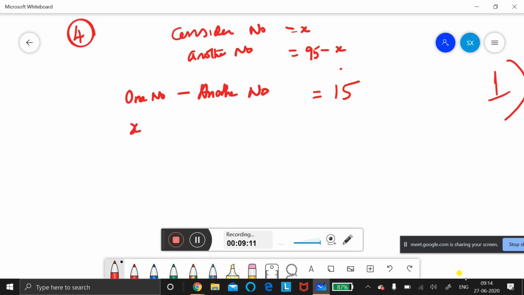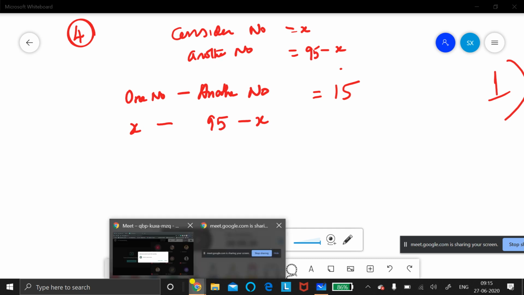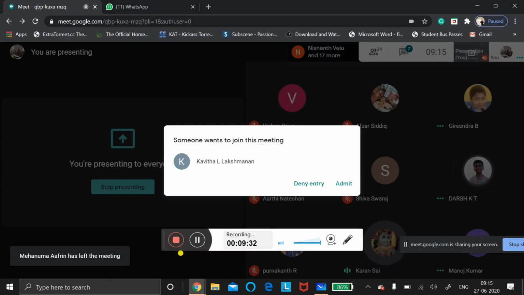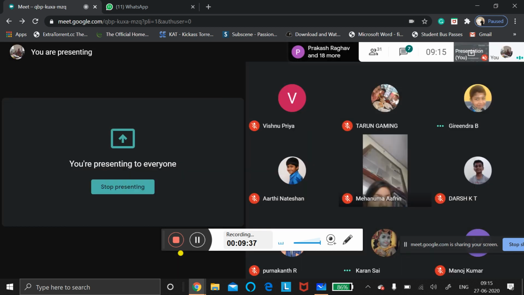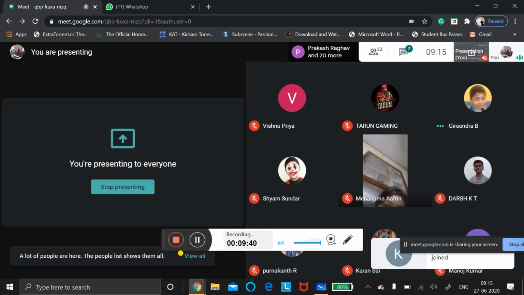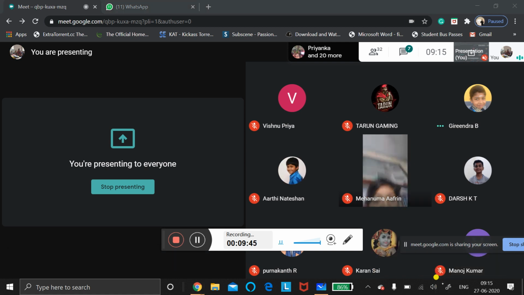Now one number is x. Another number is 95 minus x. But am I right on the board? Check. No, ma'am. What mistake have I done? Ma'am, it is 95 minus x, we should put it in brackets. Very good, Karan Sai. That is important. You should know to identify the mistake, which means you are perfect in mathematics.